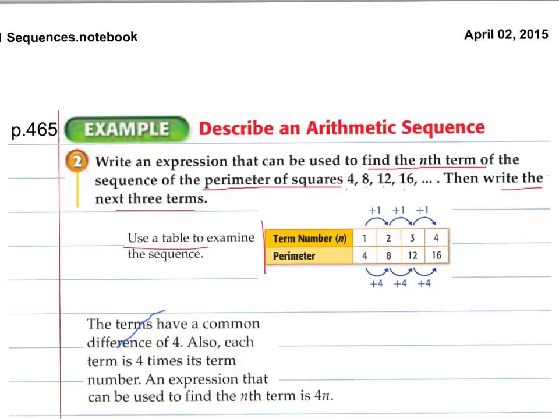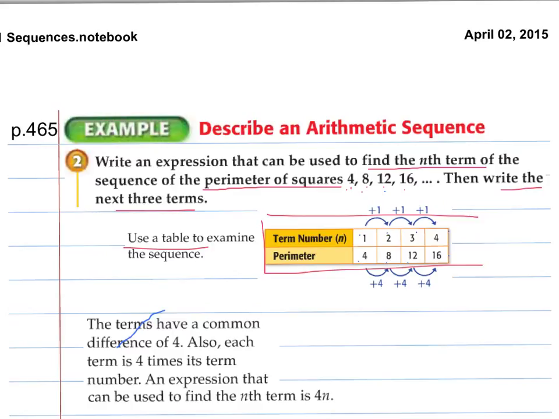In a table that you create, at the top is your term. The first number is your first term. The second number is your second term. The third number is your third term, and so on. The first term had a perimeter of 4. The second square had a perimeter of 8. The third had 12, and the fourth had 16.